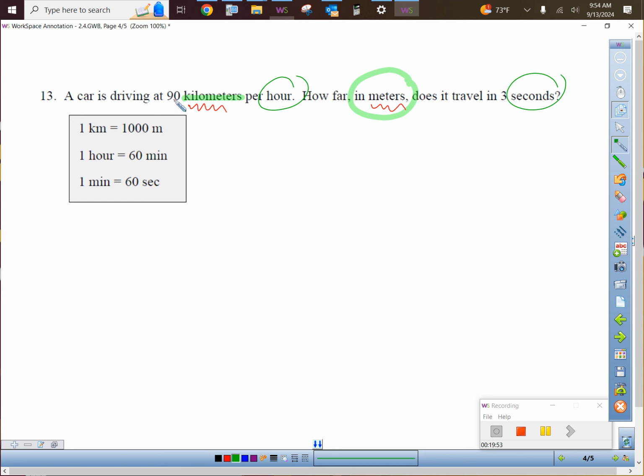So we start with the number they provided me, 90. But watch these labels. It's 90 kilometers. Are you cool with km, right? Do you also see it says per hour? Per is the fraction bar. Downstairs goes 1 hour. Does that make sense? That's 90 kilometers per 1 hour. Are you okay with that?